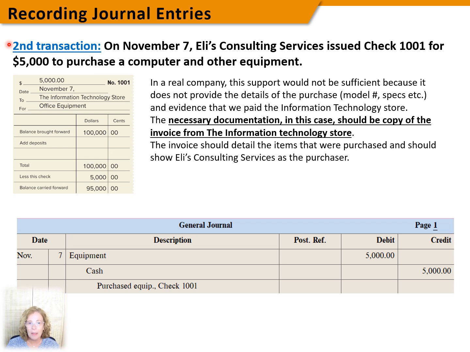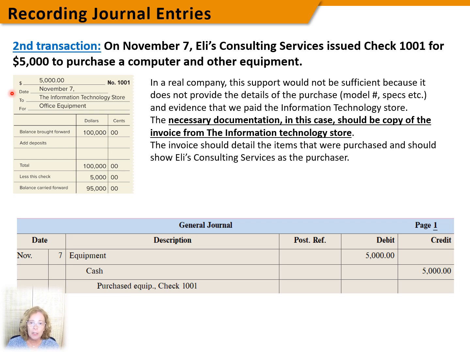November 7th, Eli's Consulting Services issued check 1001 for $5,000 to purchase a computer and other equipment. We can see the journal entry documentation, but in a real company, this support would not be sufficient because it does not provide the details of the purchase, model number, specs, and so on, and evidence that Eli's Consulting paid the information technology store. This document looks like it's a check stub from a checkbook.